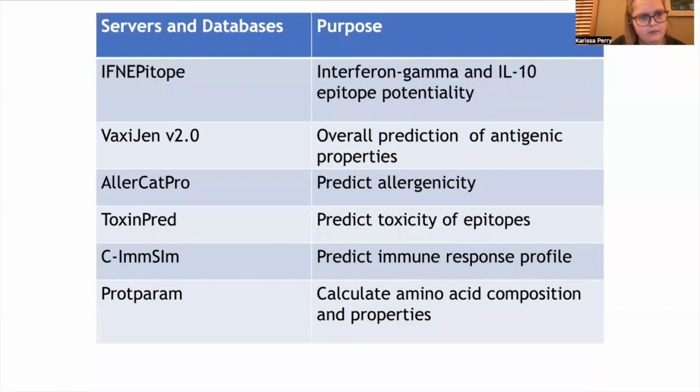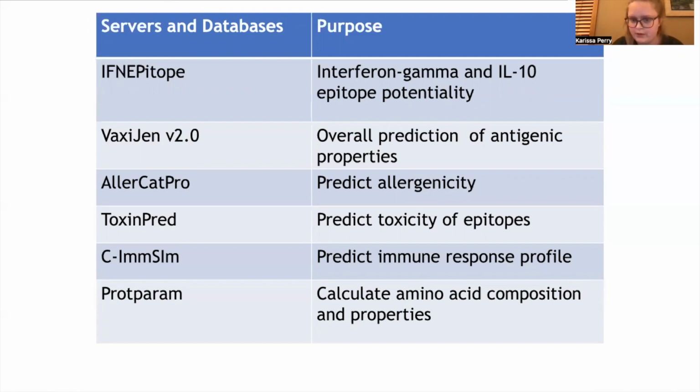IFN epitope was used for interferon gamma and IL-10 epitope potentiality, which are different immune cells. VaxiJen 2.0 was used for overall prediction of antigenic properties. AllerCatPro was used to predict allergenicity. ToxinPred was used for predicting toxicity of epitopes.